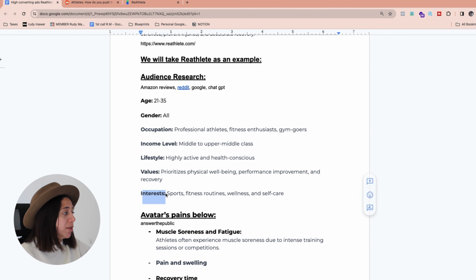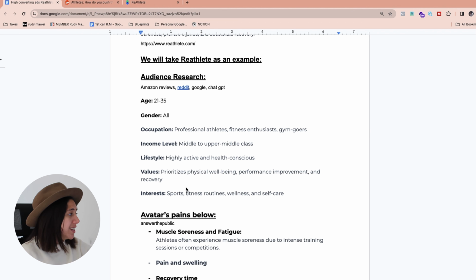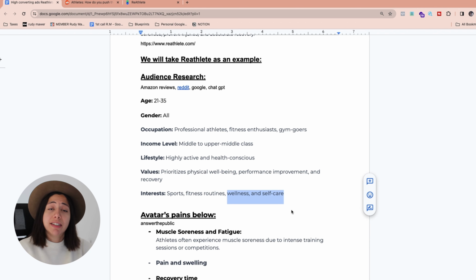Now, what are some of their interests? This is also quite important to think about. What is the interest of your target audience? What do they like? Do they like going on walks? Do they have an active lifestyle? Do they like traveling? So over here, I put sports, fitness routine, and also something that I thought about as well on top was obviously wellness and self-care.